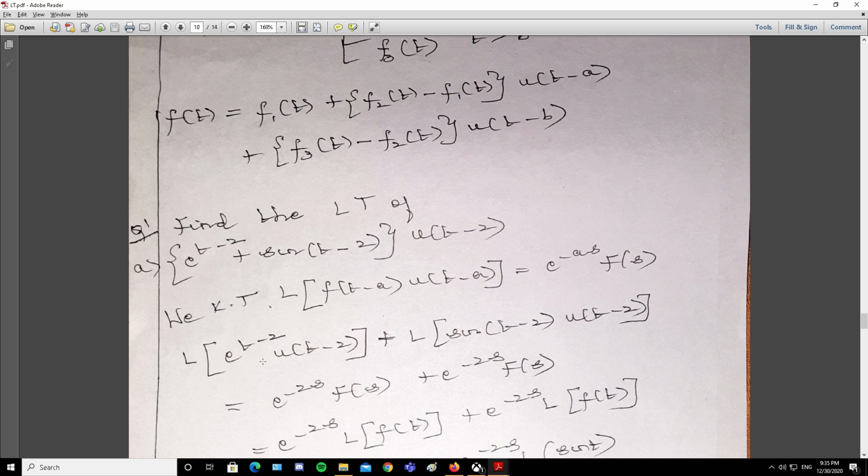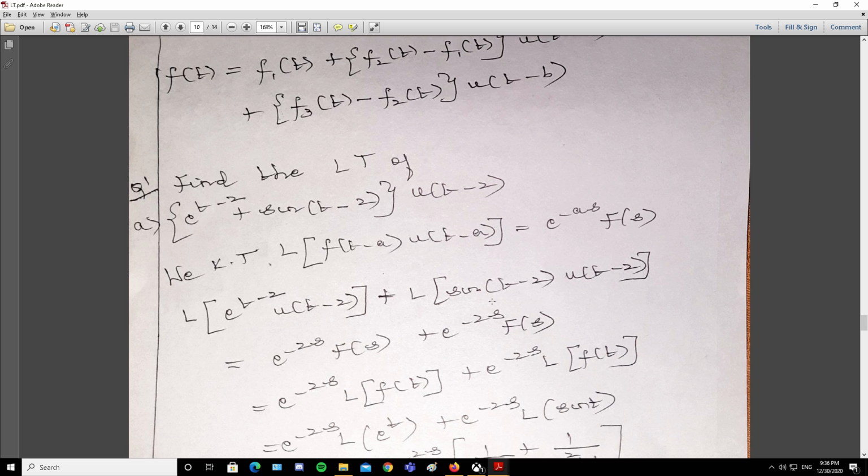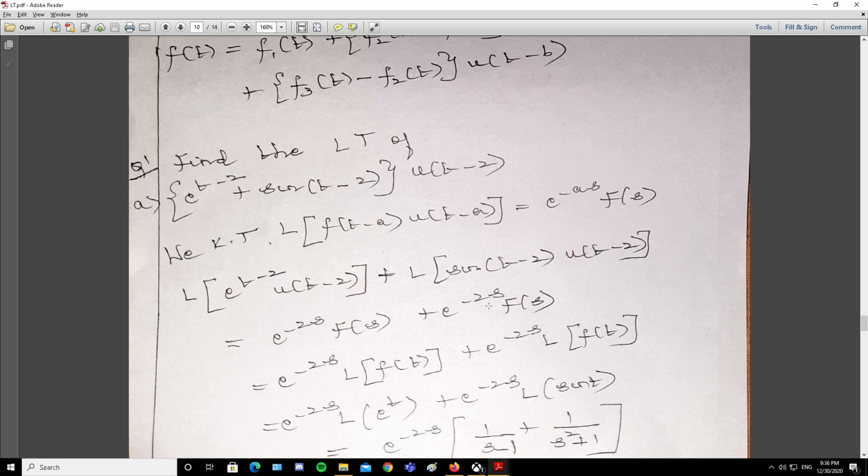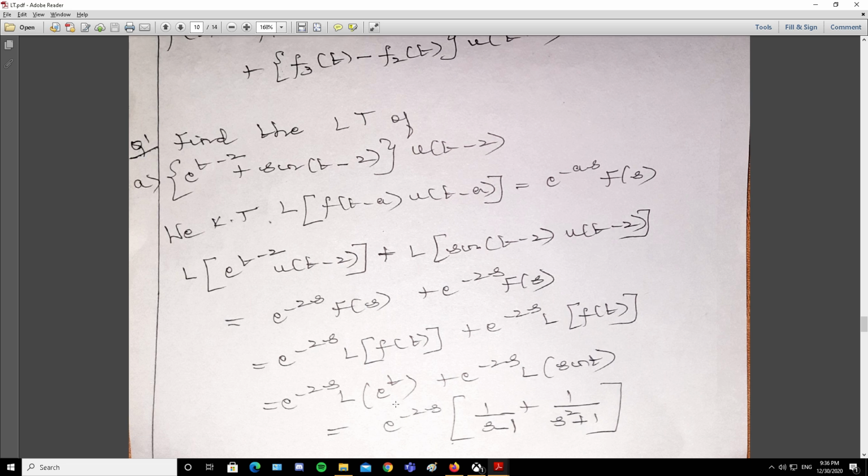And what is f of t here? e power t. If f of t minus 2 is e power t minus 2, what is f of t? e power t. And what is f of t here? Sin t. If f of t minus 2 is sine of t minus 2, what is f of t? Sin t. So e power minus 2s into L of e power t plus e power minus 2s into L of sin t. Now what is L of e power t?